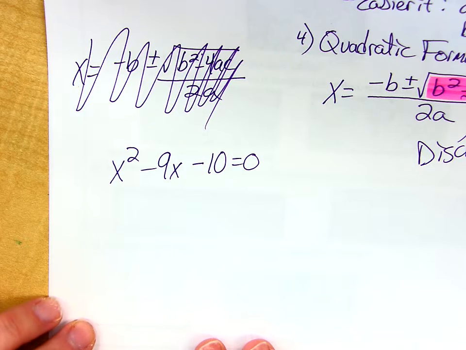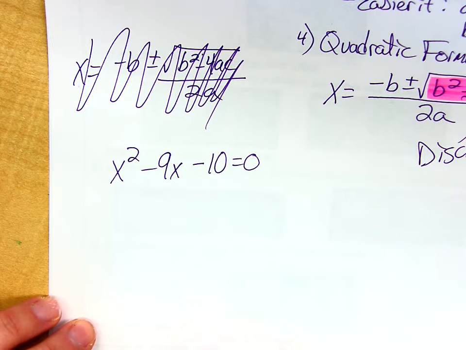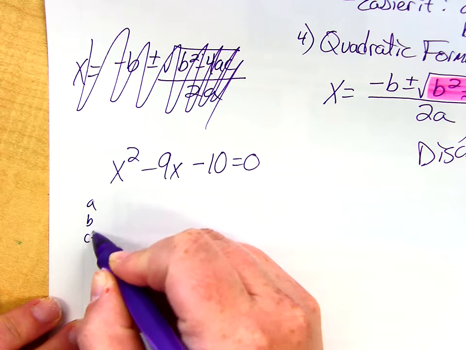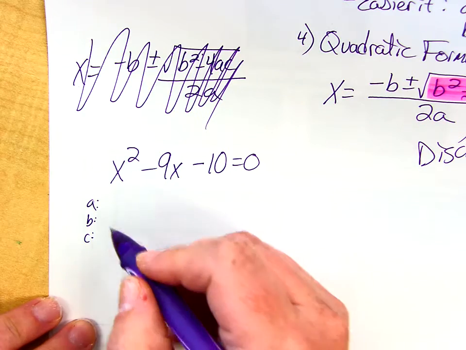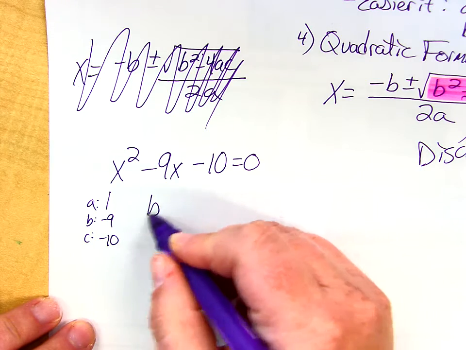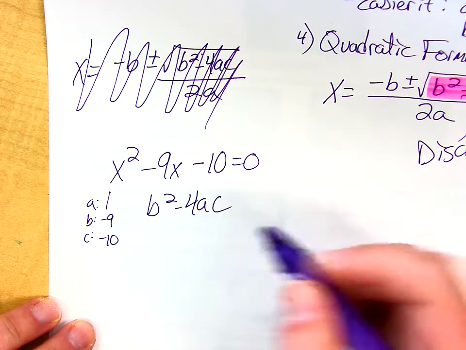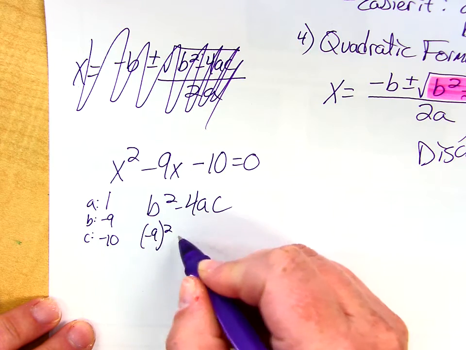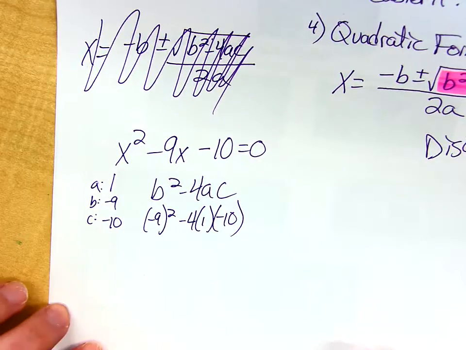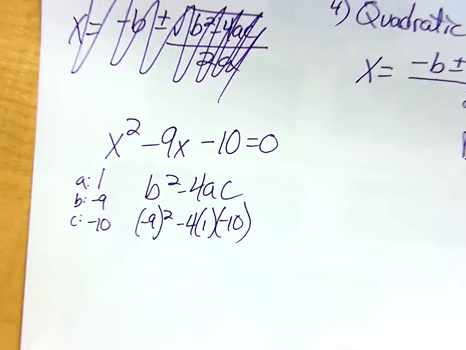Okay, so if I'm going to solve this using the quadratic formula, what's nice is that I don't even really care what a, b, and c are because I just pop them in the formula. So if I were you, I would start off by doing the discriminant, because if it's negative, I get to stop, right? A is 1, B is negative 9, and C is negative 10. So let's do b squared minus 4ac and see what we get.